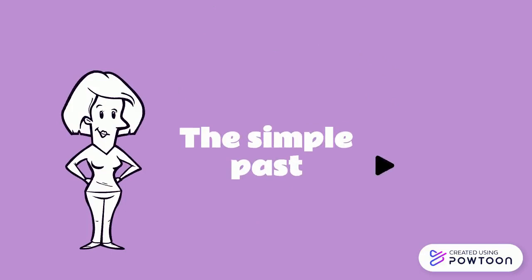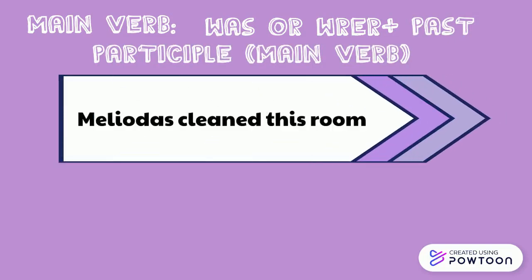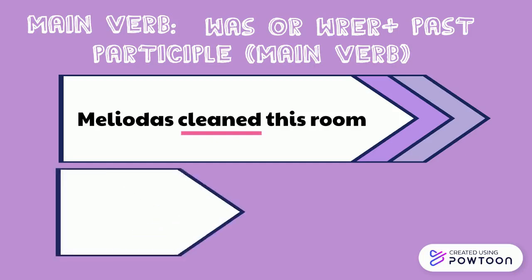Now, let's move to the simple past. The main verb of the sentence is going to be transformed into was or were plus the past participle of the main verb. So, our sentence here is Meliodas cleaned this room. As it is presented in front of you, the main verb of the sentence is cleaned. Now, let's transform the sentence into the passive voice.